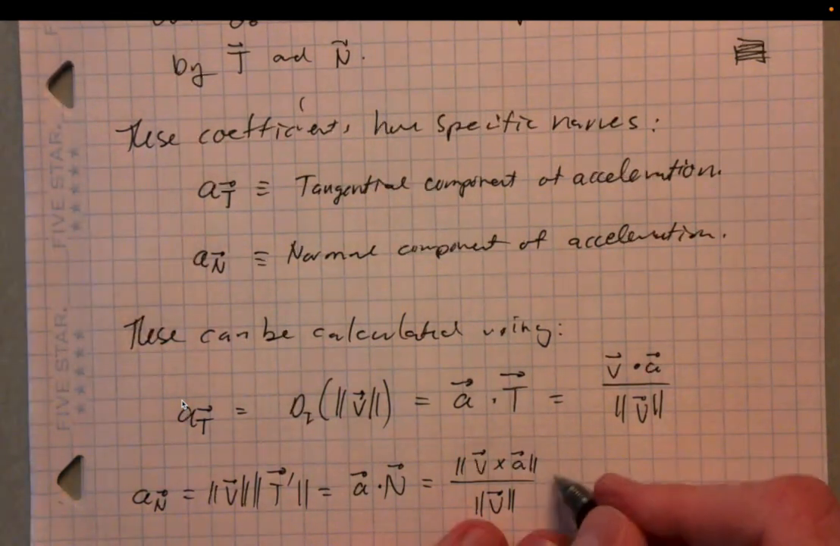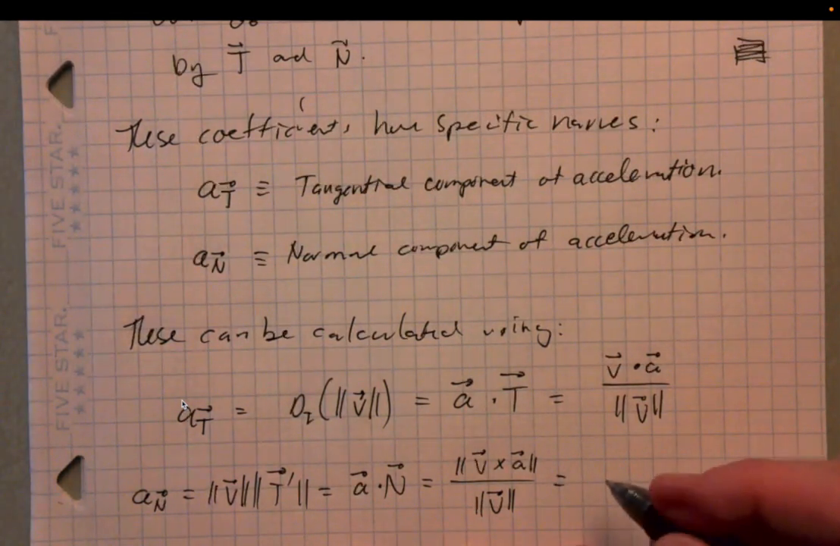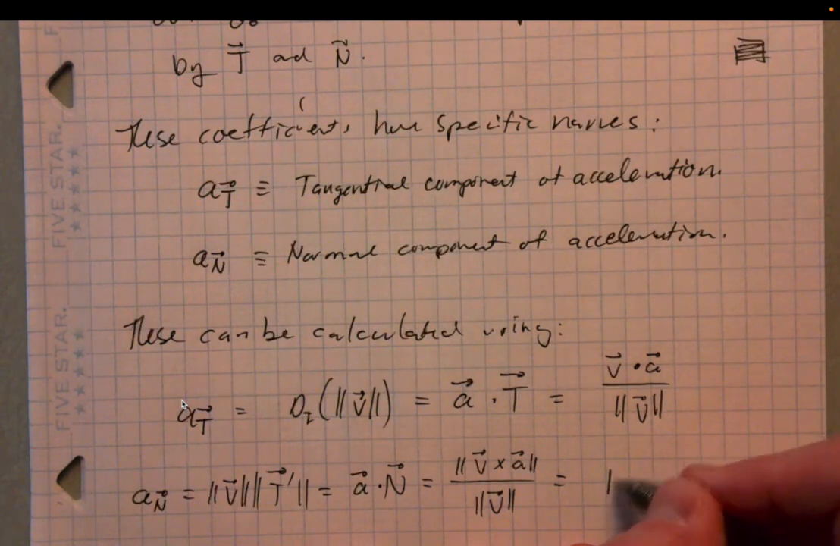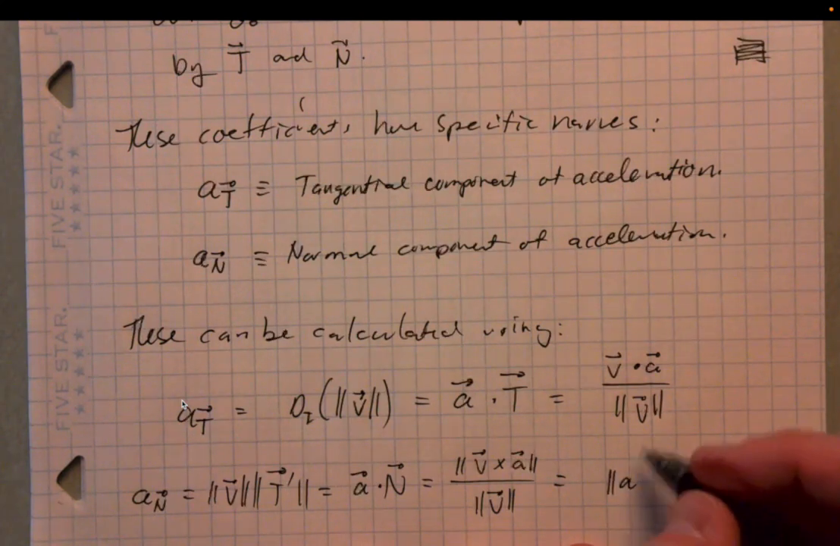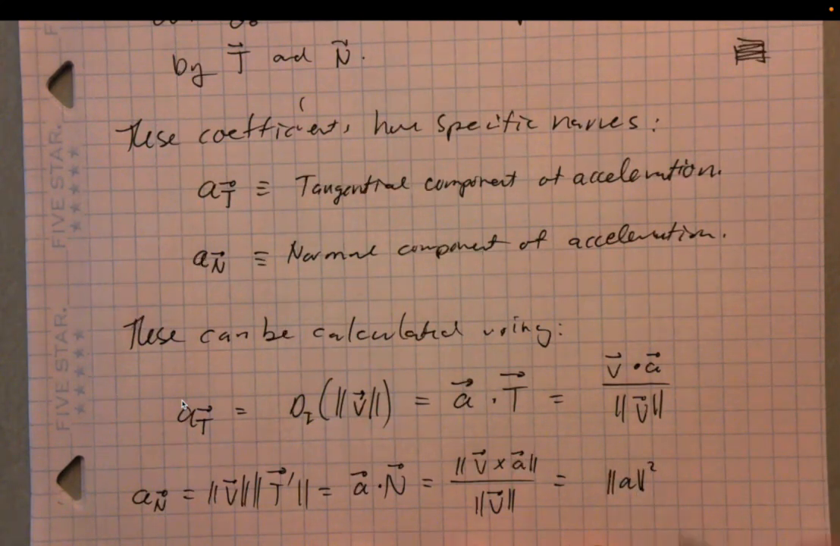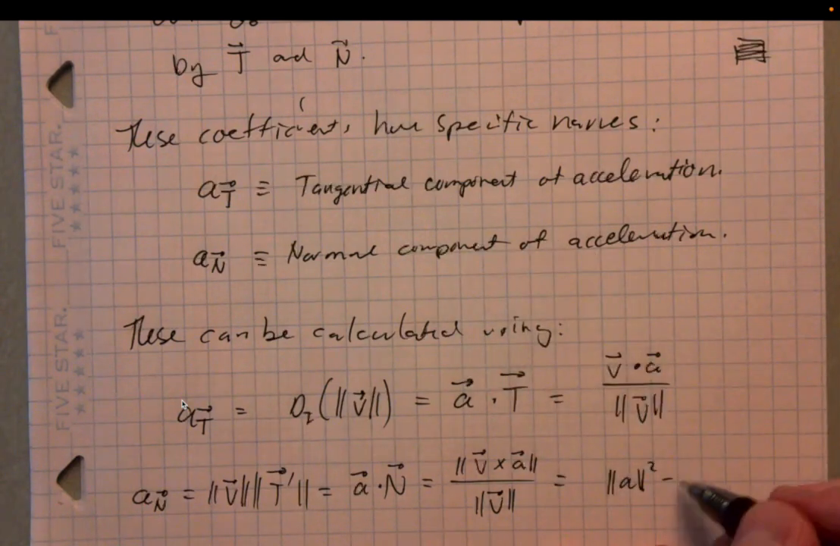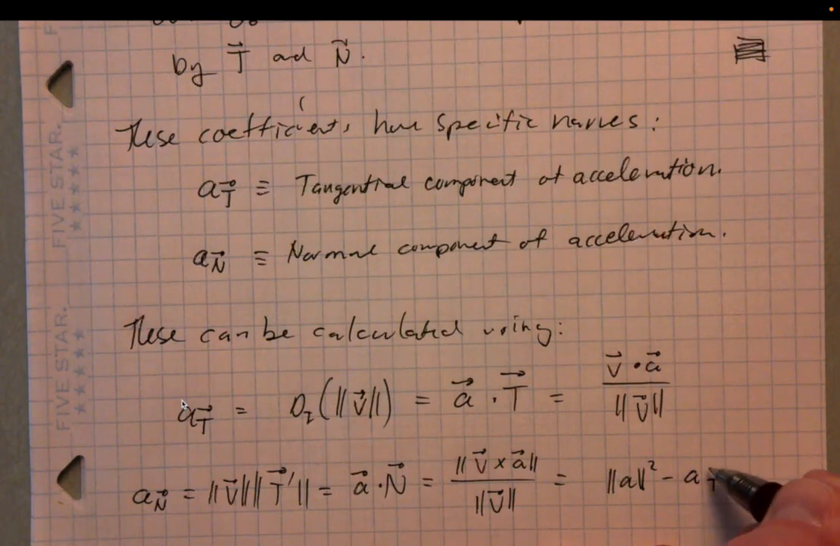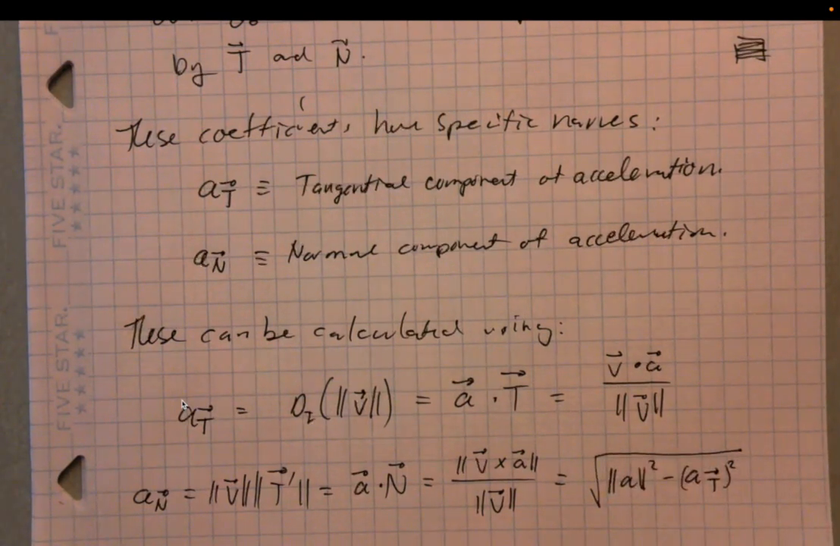And yet another way to get to it is to take the norm of the acceleration, square it, subtract off the square of the tangential component, and take the square root. So that's yet another way to get to it. If you have the tangential component, the normal component can be calculated using that piece as an input. Okay.